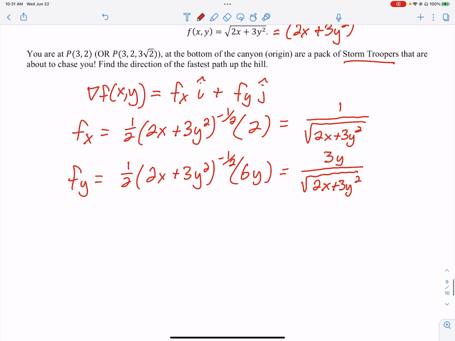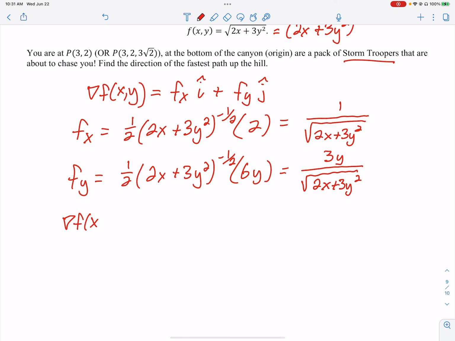All right, so this gives me my gradient. I could write this out. All right, this is my i component, that's a 1 on top, plus, and then 3y, or the same thing. The good thing is plugging it in is not going to be too bad here. All right, so now we want the gradient, though, at the point that we're at, the point was (3, 2). So we're going to plug in a (3, 2).